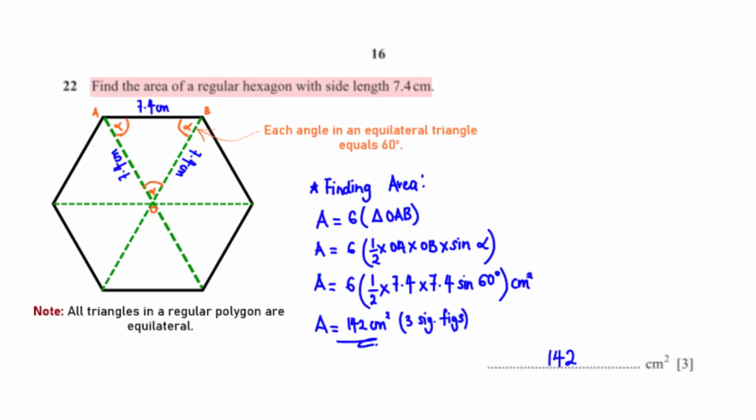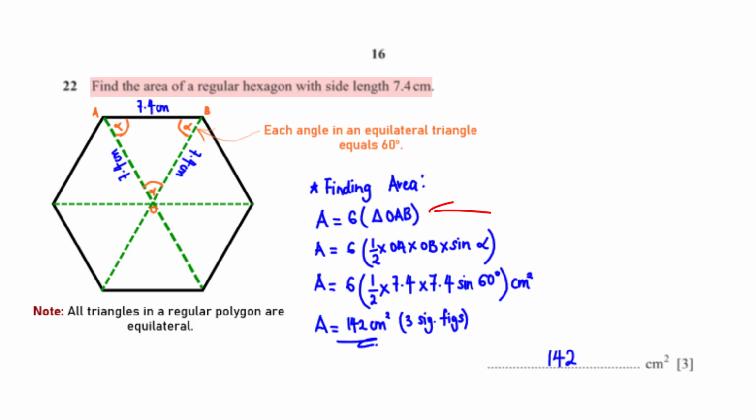Find the area of a regular hexagon with side length 7.4 centimeters. So as shown in the illustration, a regular hexagon can be split into 6 equilateral triangles. And since we know one side length of the hexagon, it means that all the sides of the equilateral triangle will also be equal to 7.4 centimeters. Each angle in the equilateral triangle is also equal to 60 degrees. So with all this information, we can now find the area of the hexagon.